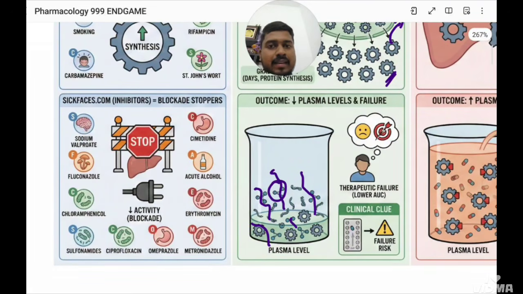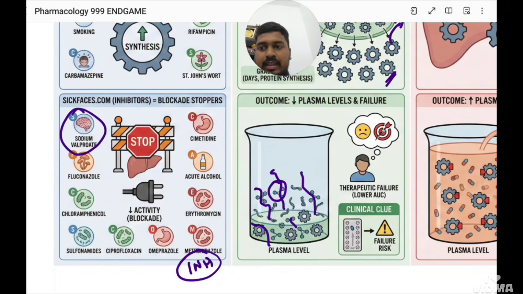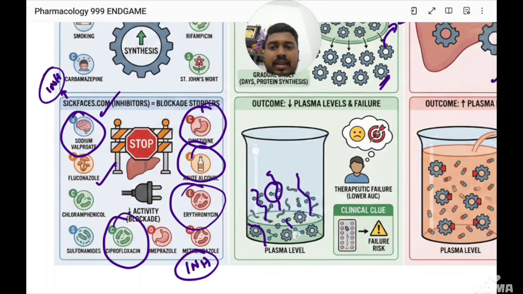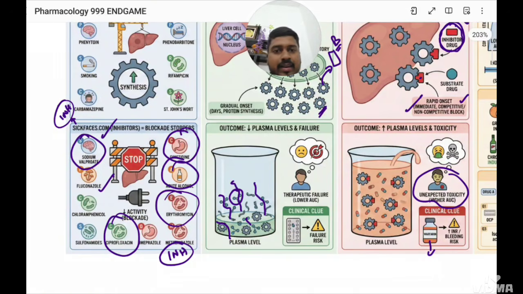Similarly, for enzyme inhibitors, remember these four or five drugs. One is valproate. There it was phenytoin, here it is valproate. There it was rifampicin, and here it is INH, that is isoniazid. Similarly, fluconazole. Then remember ciprofloxacin, cimetidine, alcohol, erythromycin. Remember at least these drugs. The mnemonic is SICKFACES.COM. Remember at least these four or five drugs which I mentioned.